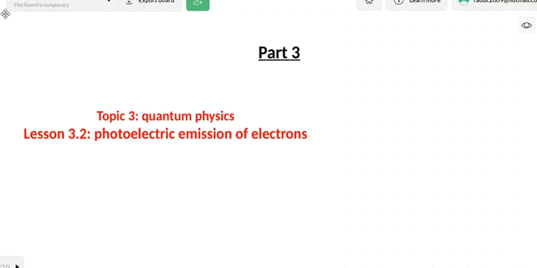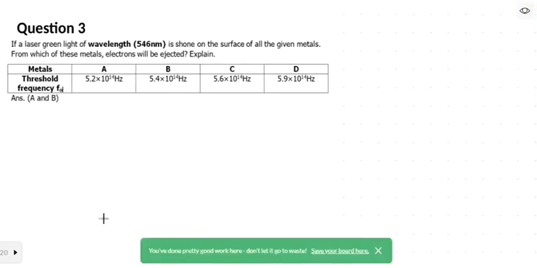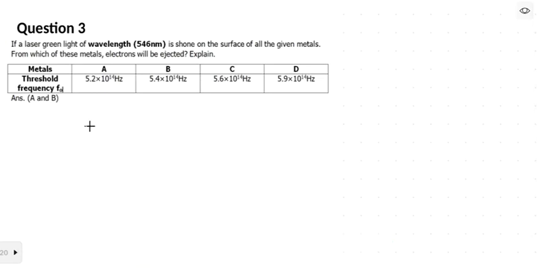Okay, so we continue solving questions. We were solving question number 3 before, but we didn't finish it. So here was the aim, if you remember, to check from which metal the electrons will be emitted.